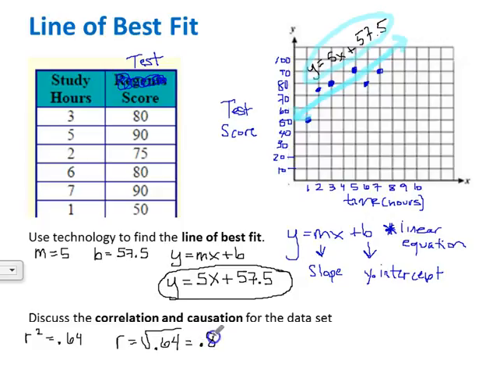So I get 0.8. What that's telling us is that there's a pretty strong positive correlation. Because our r is 0.8, there's a high, strong positive correlation. Really, that's telling us that the more time we spend studying, the higher our test scores. And that is our causation.